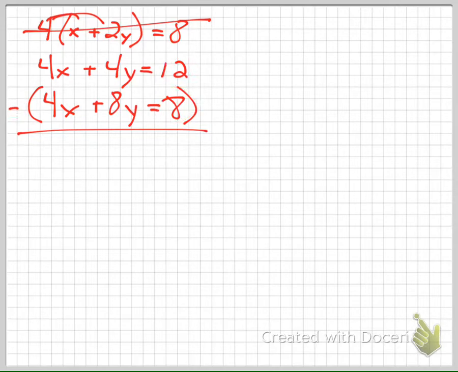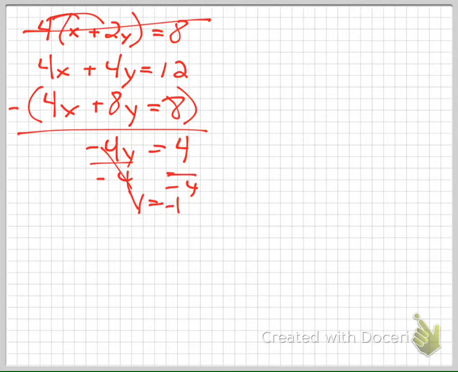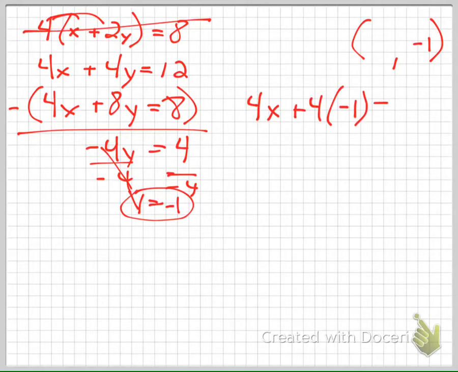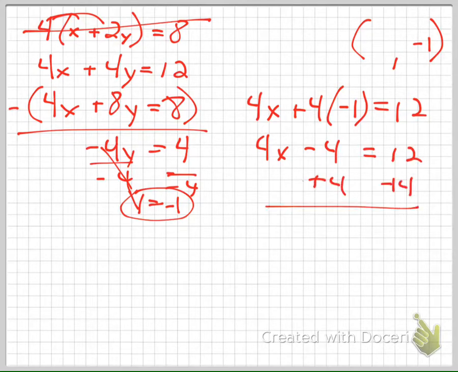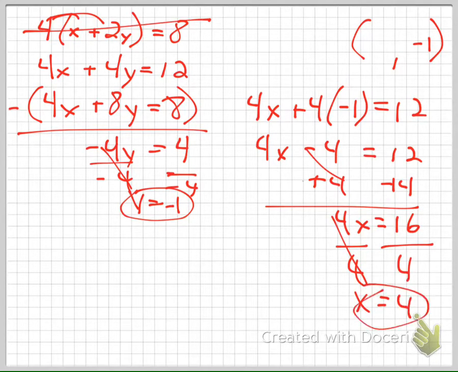12 minus 8 is 4. 4y minus 8y is negative 4y. 4x minus 4x is 0. Divide by negative 4, y equals negative 1, right? And then plug that into whichever one we want. Top one, sure, 4x plus 4 times negative 1 equals 12. 4x plus, minus 4 equals 12, plus 4 plus 4. 4x equals 16, divide by 4, x equals 4.